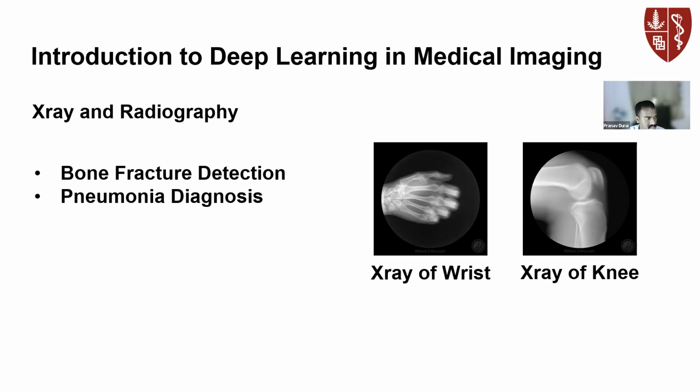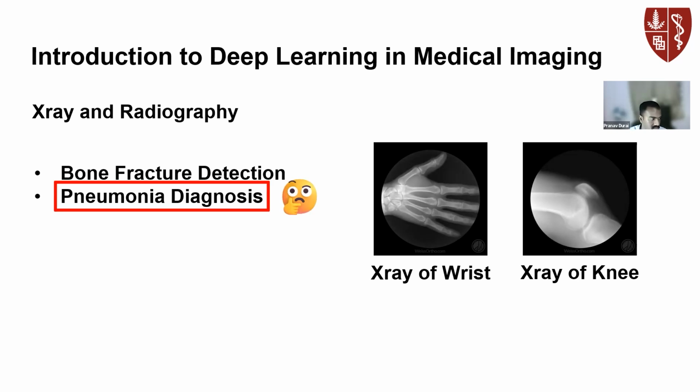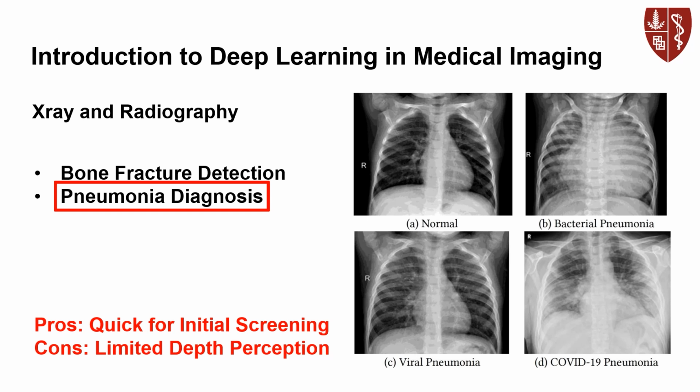And the second one is pneumonia diagnosis, right? And what is that, right? So you can see that you have 4 different samples over here, and this is the normal sample over here, right? And this sample is actually infected with bacterial pneumonia, right? And this sample over here, the third sample, sample C, is affected with viral pneumonia. And the last sample over here, sample D, is infected with COVID-19, right?